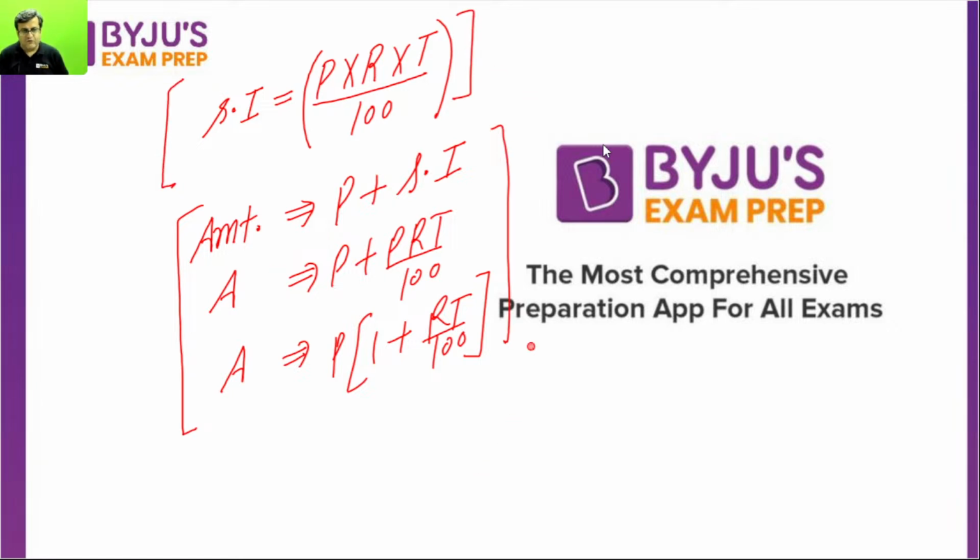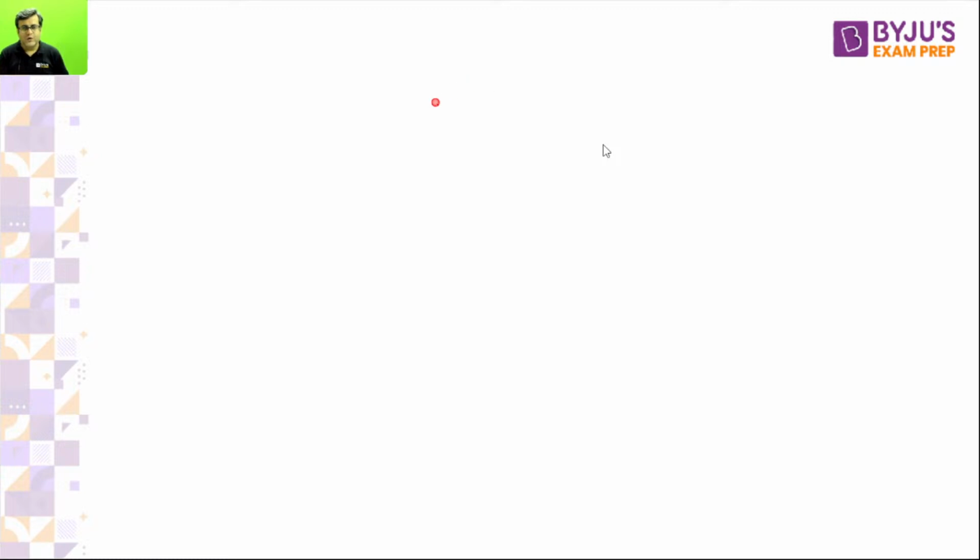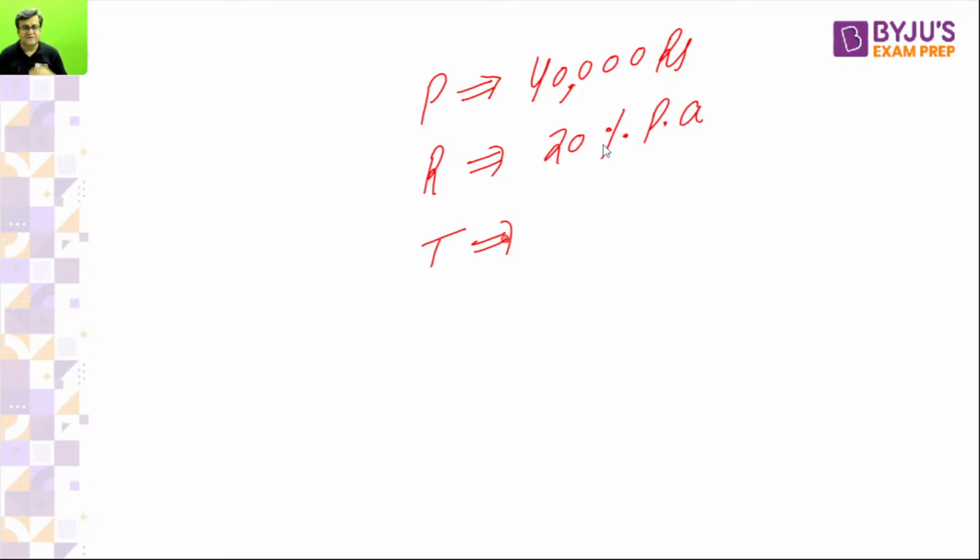But this is about formula. What about the basic part? What about the logical way to approach? Let's suppose somebody deposited 40,000 rupees. The rate of interest is 20% per annum. Let's suppose time is 3 years. Principal is 40,000, rate is 20%, time is 3 years. If simple interest is required, what will you do?